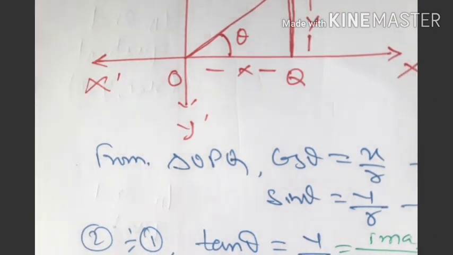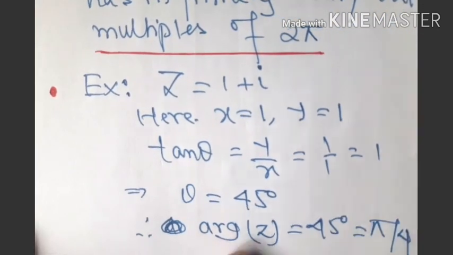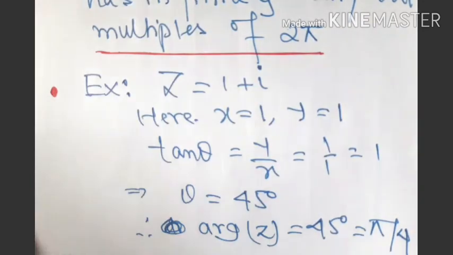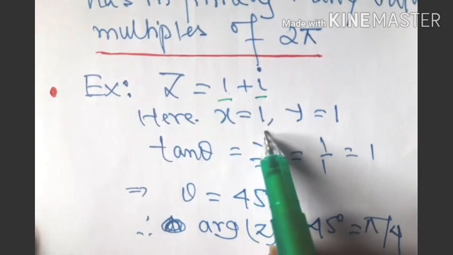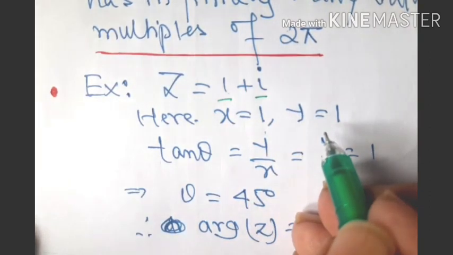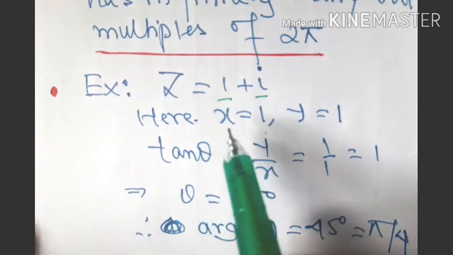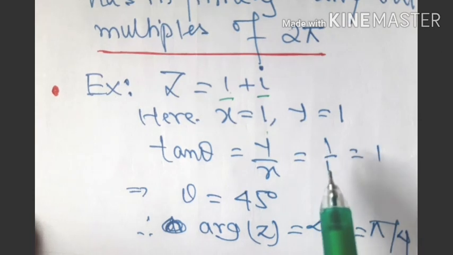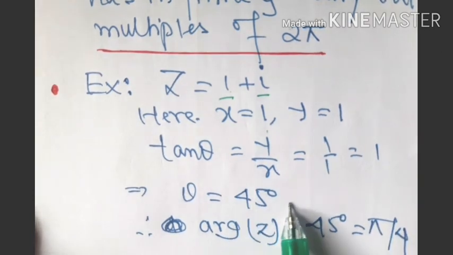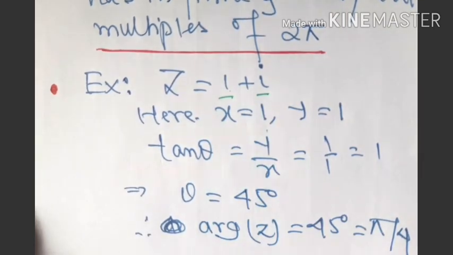To understand better, I have done one sum. Here you can see how to solve for the argument. Here I have taken one complex number, z = 1 + i. This is 1, this is i, and the real part is x = 1, and the imaginary part is y = 1. So now tan theta, as I have already explained, is y by x, that is the imaginary part divided by the real part, so 1. So here we have got theta = 45 degrees. This is our required argument of the complex number 1 + i.